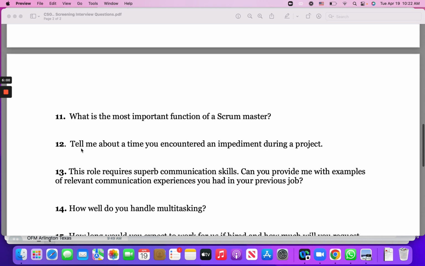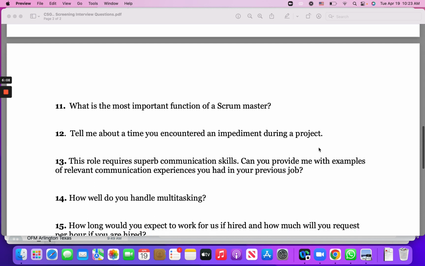12. Tell me about a time you encountered an impediment during a project. Okay, a time you encountered an impediment during a project. An impediment might be not getting along with the product owner or the manager, right? So when you come to an impediment, always make sure it is helping you to fail forward, right? So I encountered an impediment.